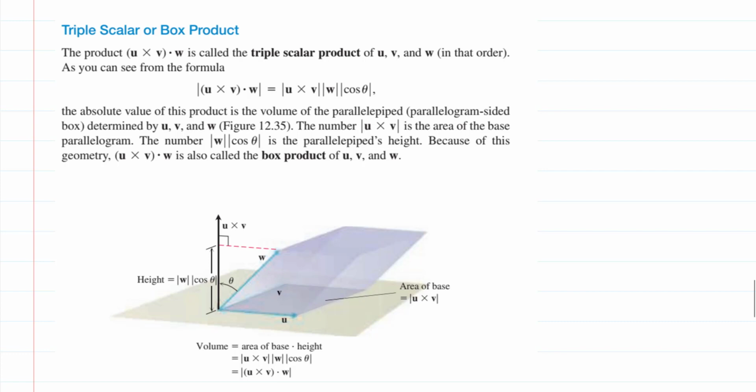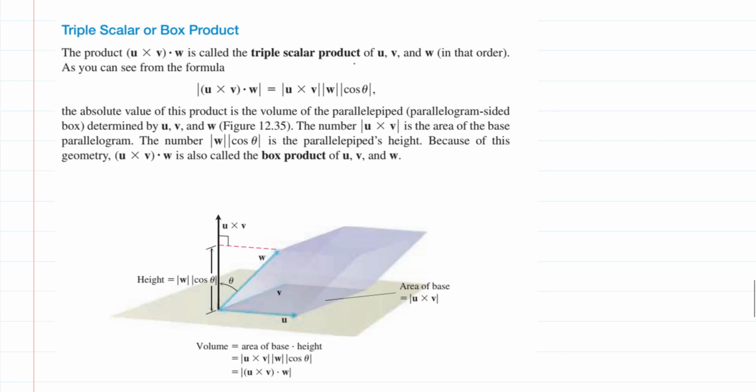The product u, first of all, let's start with the cross product. So the cross product of u cross v, and when we get that answer, of course that answer will be a vector, right? Then after we get that answer, we dot that with the third vector w. So this kind of product is called the triple product.